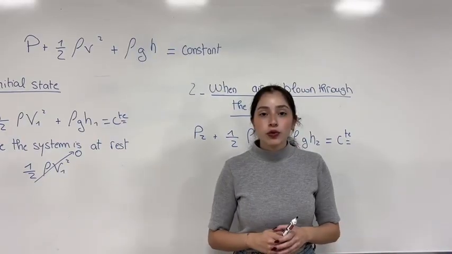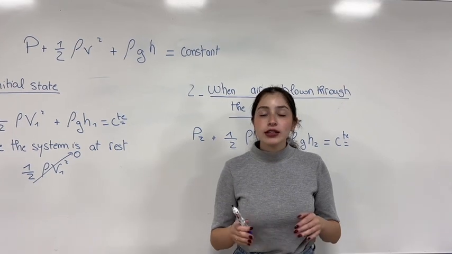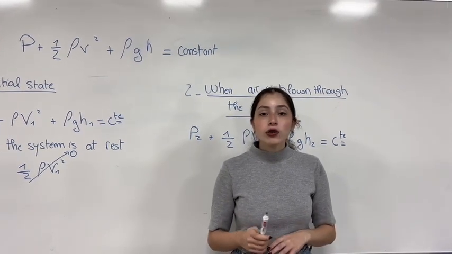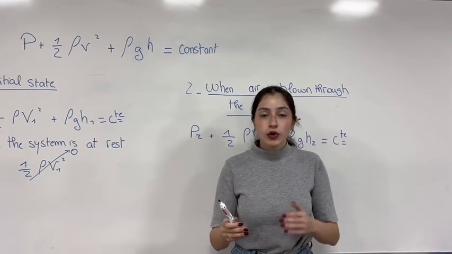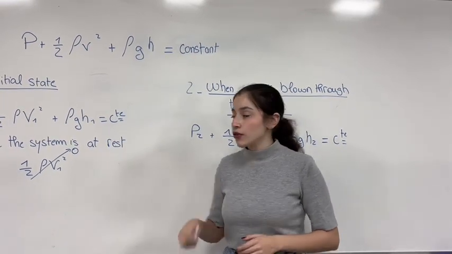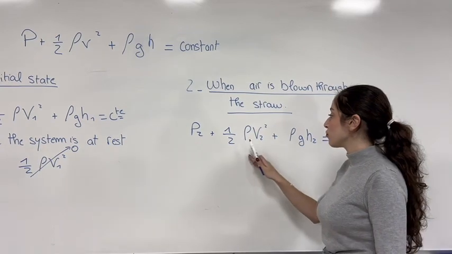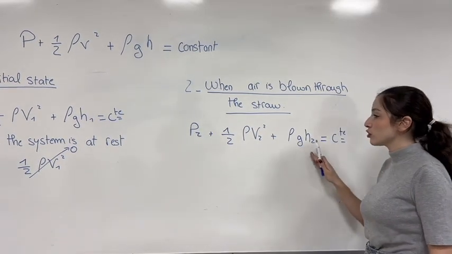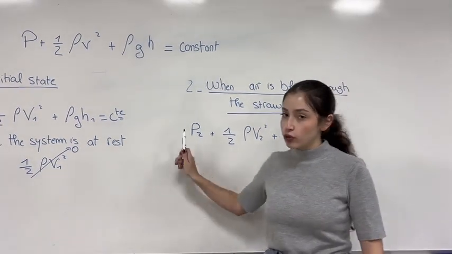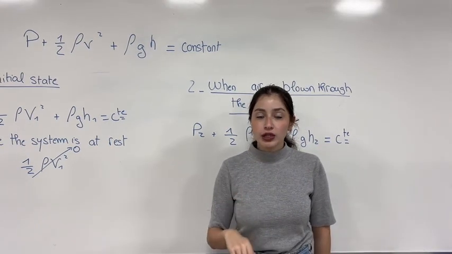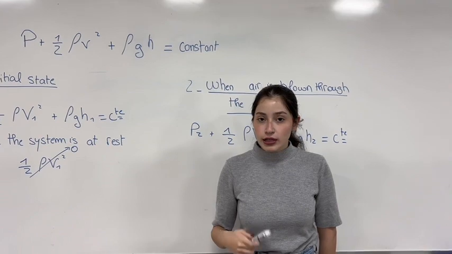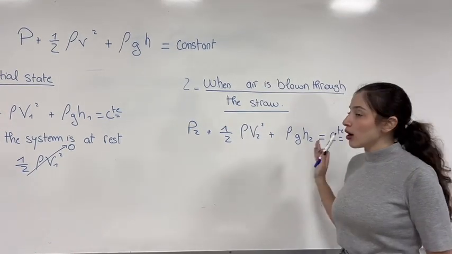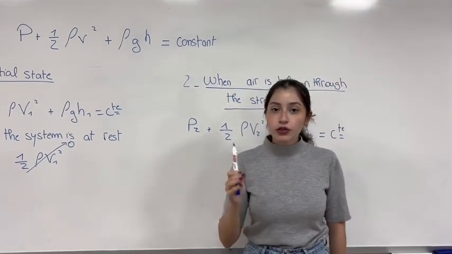When air is blown through the straw, there is an increase in the velocity V2. According to Bernoulli's principle, an increase in velocity corresponds to a decrease in pressure. Here the equation is P2 plus half rho V2 squared plus rho GH2 equals constant. P2 is the atmospheric pressure during the experiment, V2 is the increased air velocity, and H2 is the new height of water in the straw.